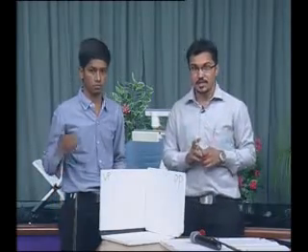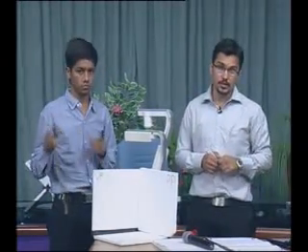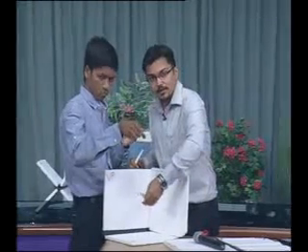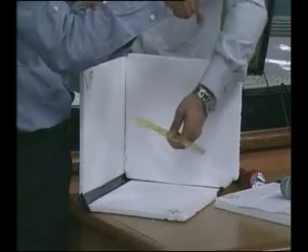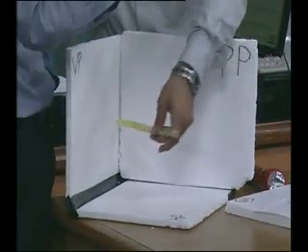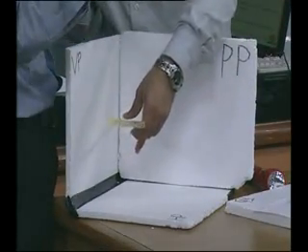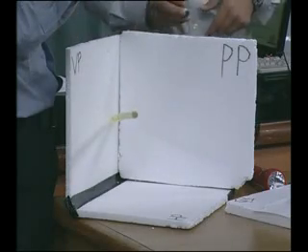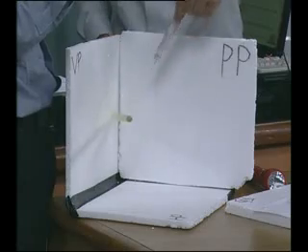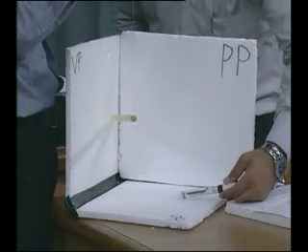Then the second condition is that it is inclined to one and parallel to the other. How can that happen? It is inclined to one plane. See, I will show you in this fashion. It is inclined this way. As you can see, it is inclined. You can make it a little bit steeper so that it is visible. So as you can see now, this is inclined to this plane, but it is parallel to HP.